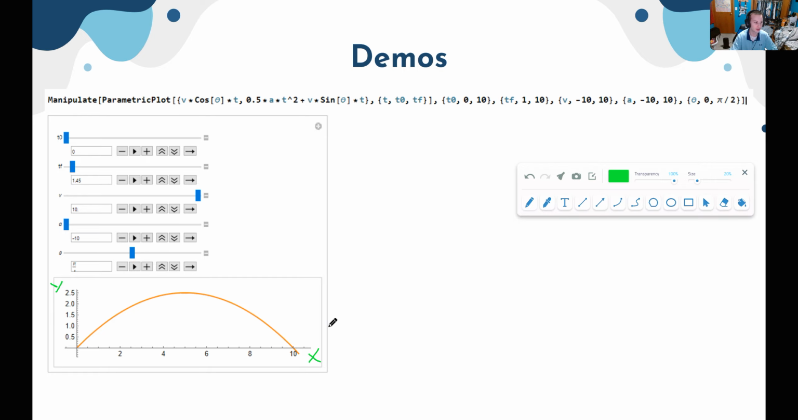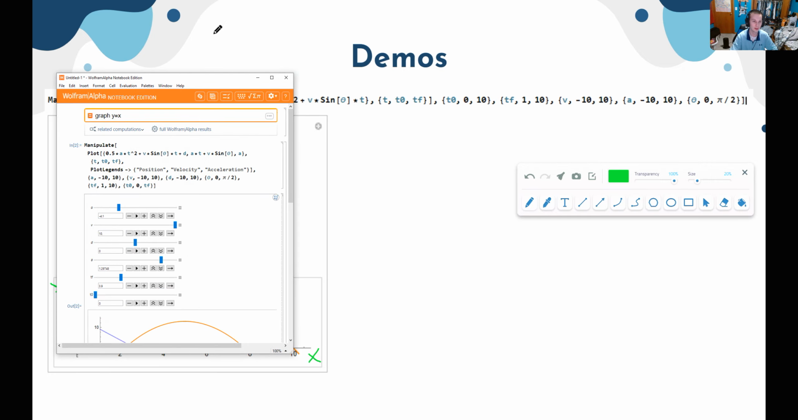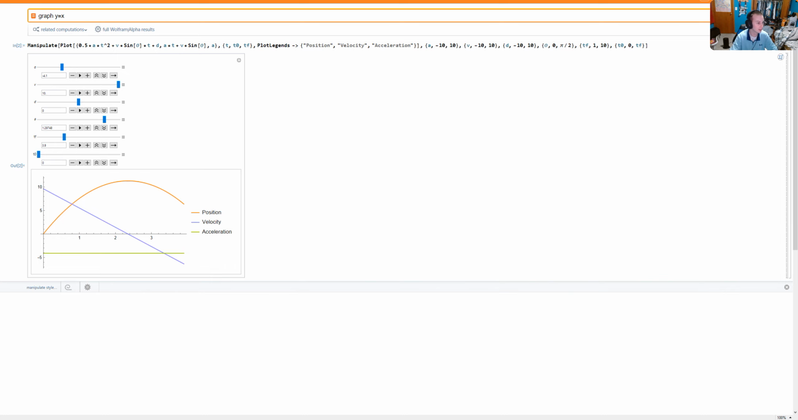So you just have different constraints, and you get to see different cases. It's still a parabolic shape. That doesn't change.